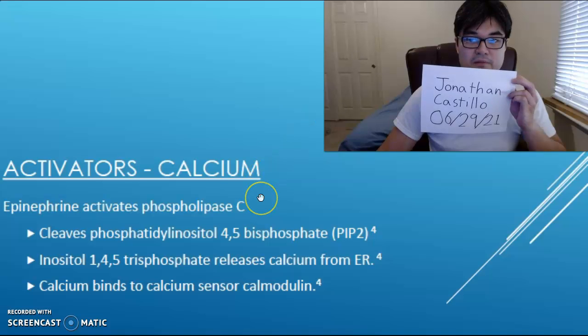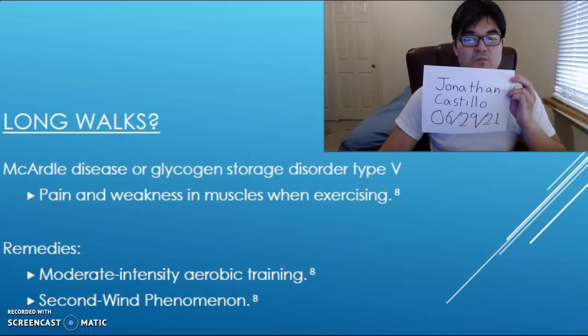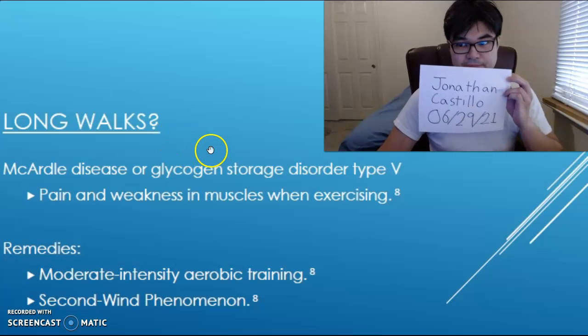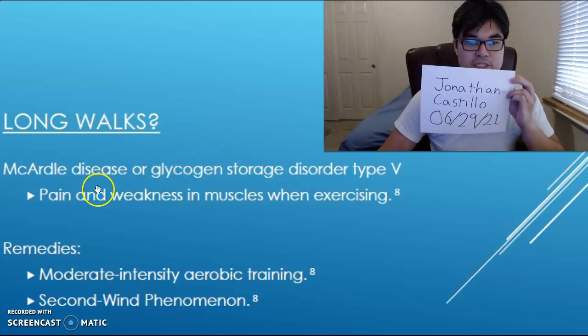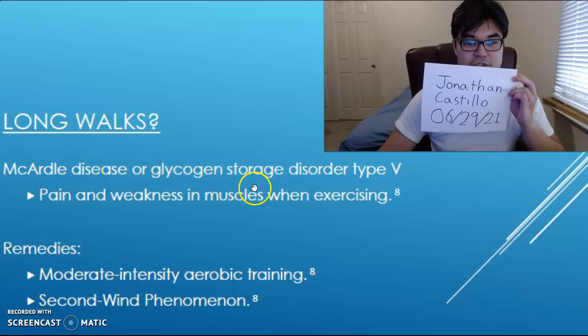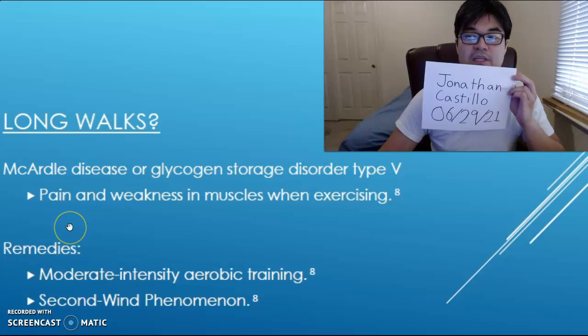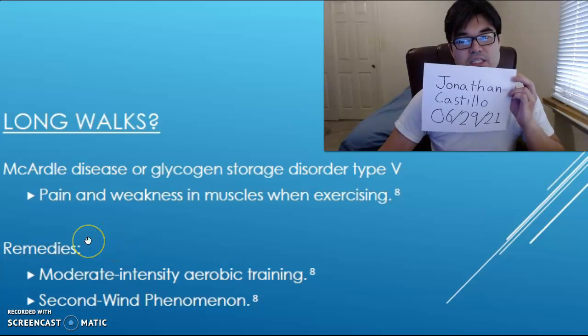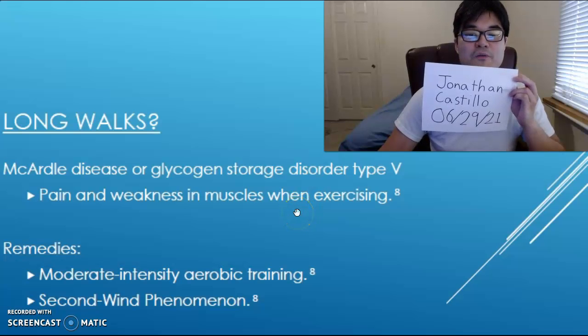So now, taking long walks is still possible with a deficiency in phosphorylase kinase. Understand, though, that this condition is called McArdle disease or glycogen storage disease type 5. This condition is characterized by having a deficiency or complete absence of glycogen phosphorylase. Common symptoms of this disease do include pain and weakness in muscles when exercising, which are usually made worse when exercising.